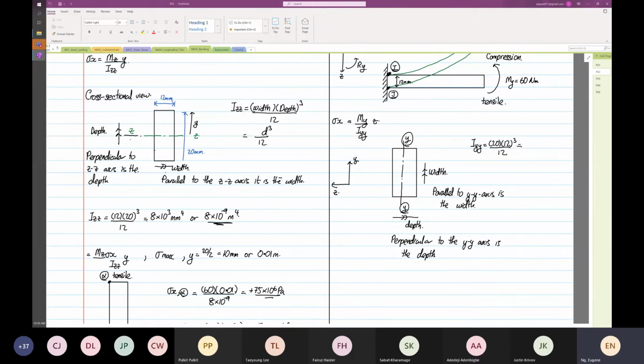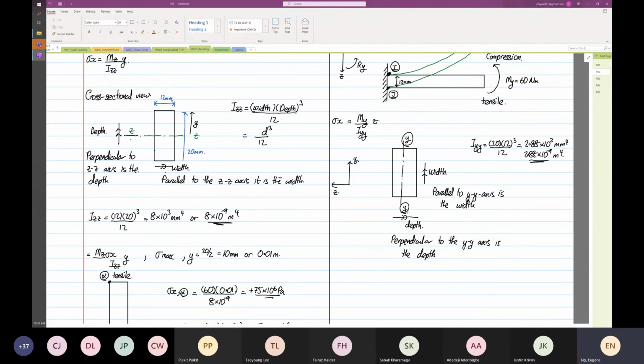Okay, so 20 to the power 3 divided by 12 is equal to 2.88 times 10 to the power 3 millimeter to the power 4, or 2.88 times 10 to the power minus 9 meter to the power 4. Right?